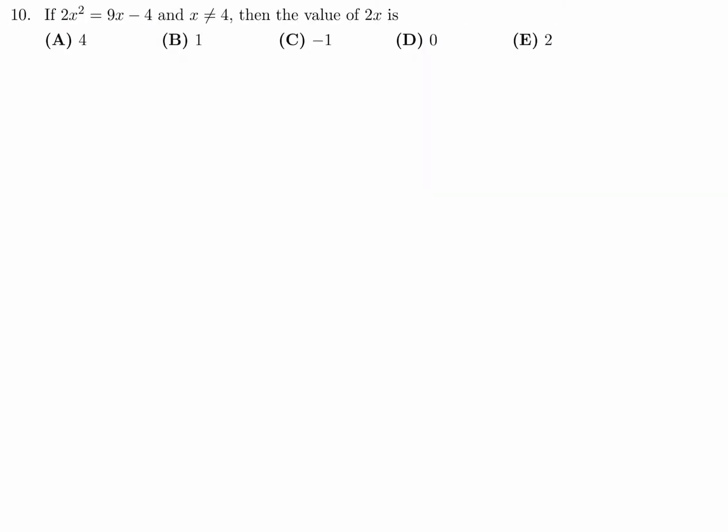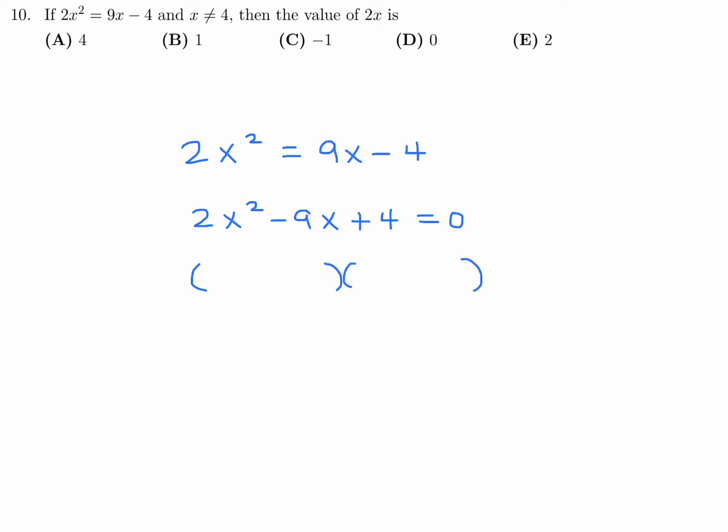2x squared is equal to 9x minus 4. x is not equal to 4. What is the value of 2x? 2x squared is equal to 9x minus 4. Put everything on one side. 2x squared minus 9x plus 4 is equal to 0. And I think this factors. We won't need to use the quadratic formula, hopefully. And I think it is 2x, 1, x, 4, negative, negative.